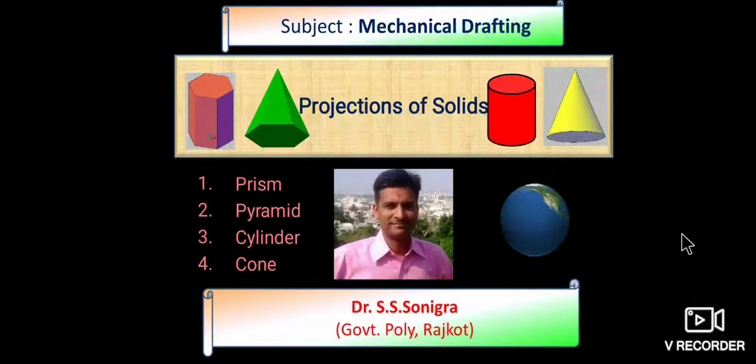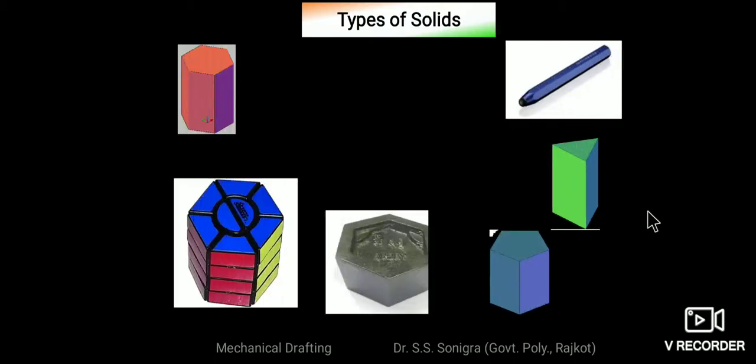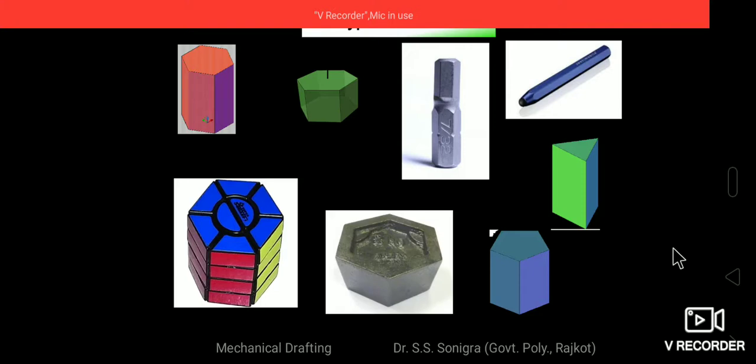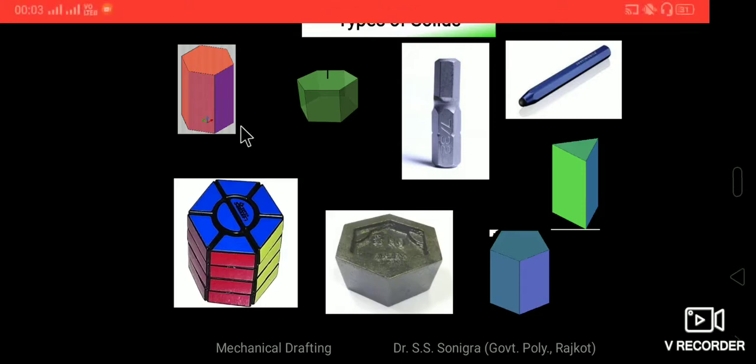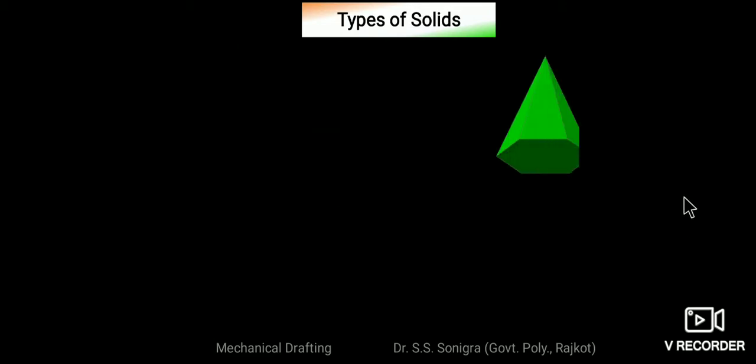Hello friends, in this session we will discuss projections of solids, that is prism, pyramid, cylinder and cone. Types of solids are shown over here. These are various regular solid shapes, that is this is hexagonal prism, this is pentagonal prism, triangular prism, hexagonal prism and so on. And these are some day-to-day usage objects of various solids.